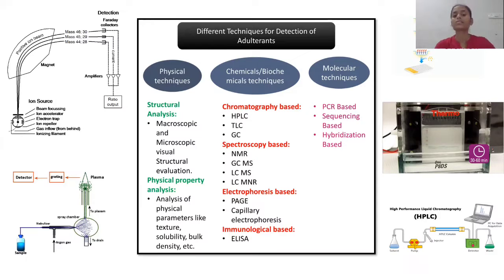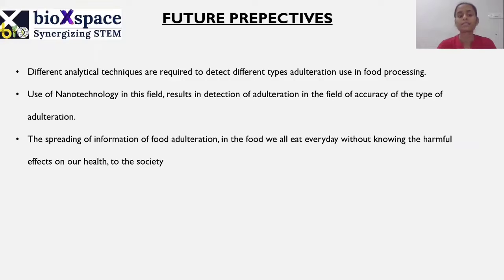Further, for the detection of adulterants, we can use molecular techniques, which basically include PCR based, sequencing based, and hybridization based. The different types of techniques are shown in the diagram on the slide. If you can see the HPLC, the SDS-PAGE, the ELISA perspectives, different types of analytical techniques are required to detect different types of adulteration used in food processing.